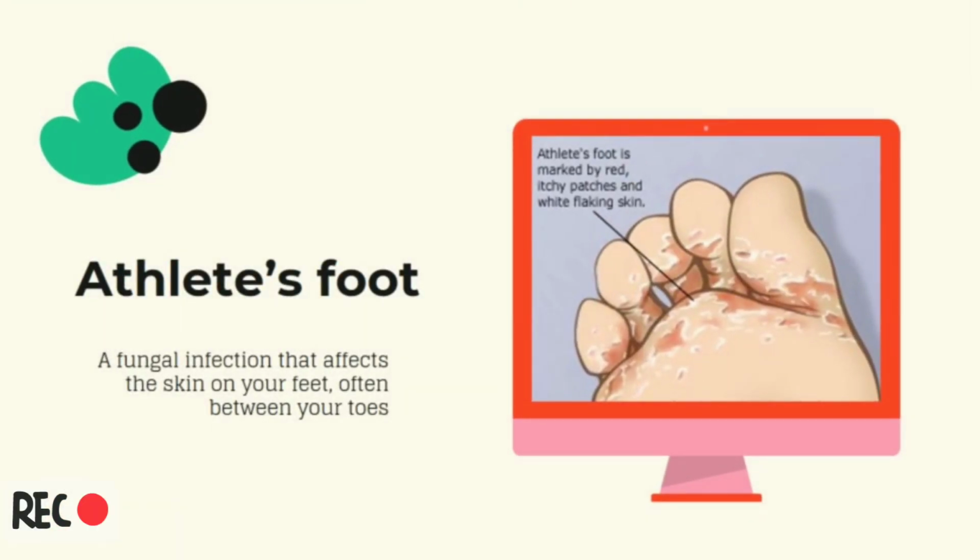Next is athlete's foot. Athlete's foot, also known as Tinea pedis, is a fungal infection that affects the skin on your feet, often between your toes. Typical symptoms of athlete's foot include an itchy or burning, stinging sensation between your toes or on the soles of your feet. Skin can appear red, scaly, dry, or flaky, cracked, or blistered. In some cases, the infection can also spread to other areas of your body. Examples include your nails, groin, or hands. And the picture shows us the athlete's foot.